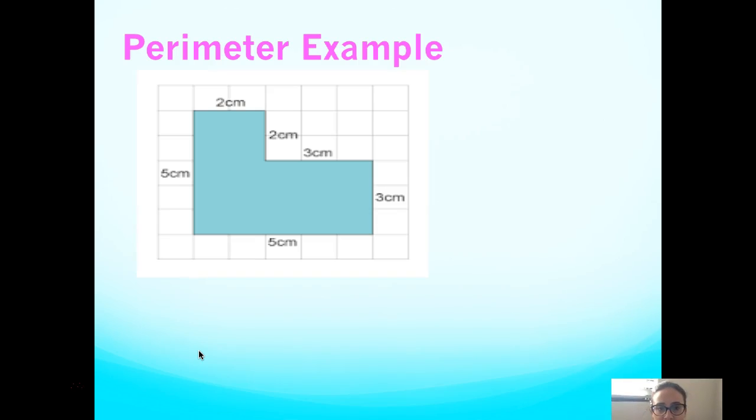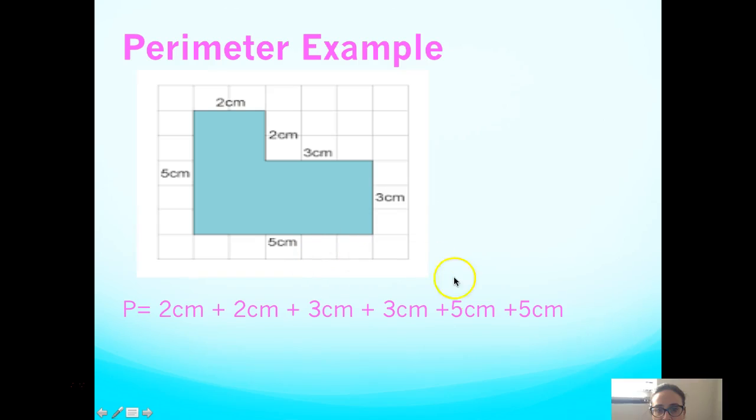And here I have another shape which looks like an L. I need to find the perimeter of this shape, the perimeter being the outside. Again, I'm going to write down my measurements in a clockwise direction. So 2 plus 2 plus 3 plus 3 plus 5 plus 5. When I add those measurements together, I get 20 centimeters.